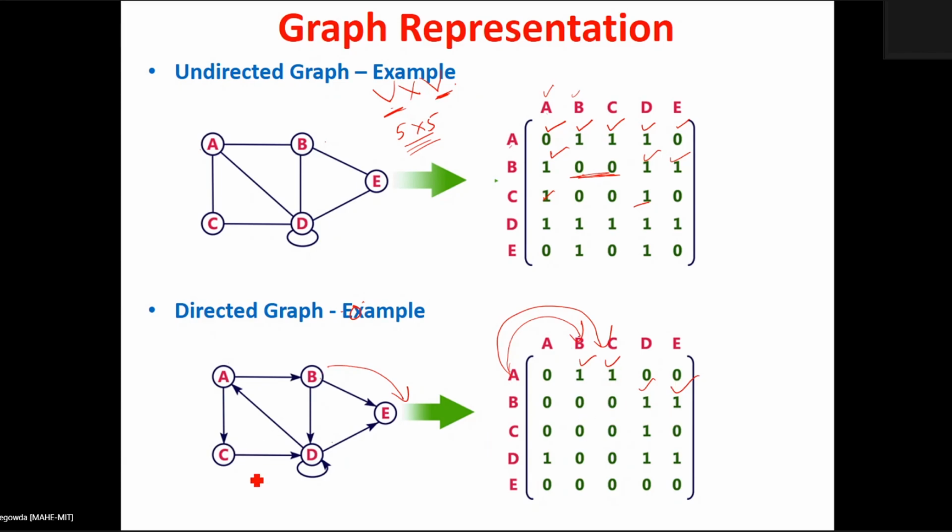Similarly, if you look at C, we have a directed edge only from C to D, so only this element is 1 and the rest are 0. There are no directed edges from C to the rest of the vertices. For D, we have directed edges to A, E and D, so they are shown here. For the last one, there are no directed edges from E, so all the elements are 0. This way we can represent the adjacency matrix for the directed graph.